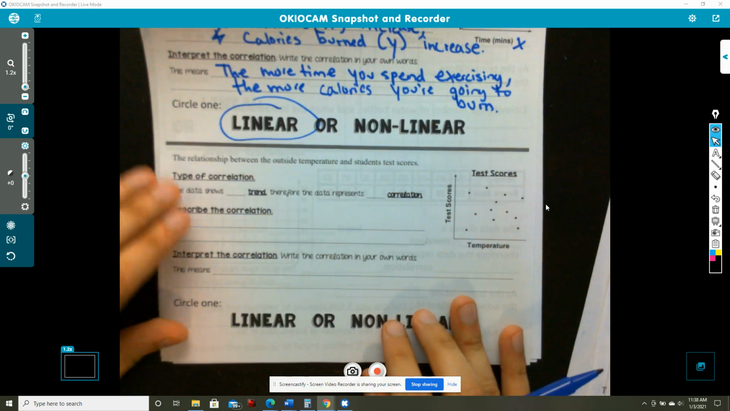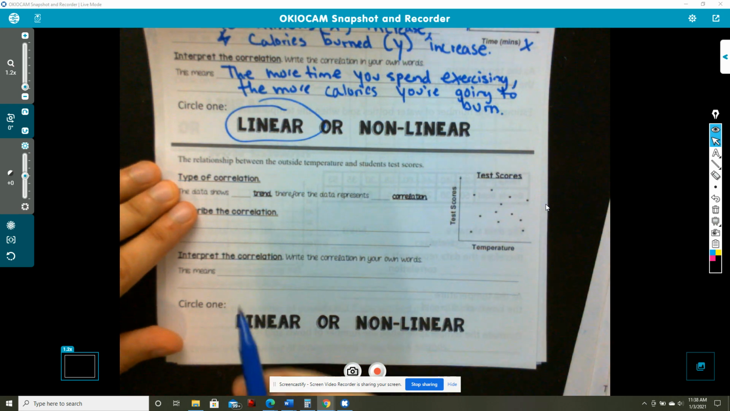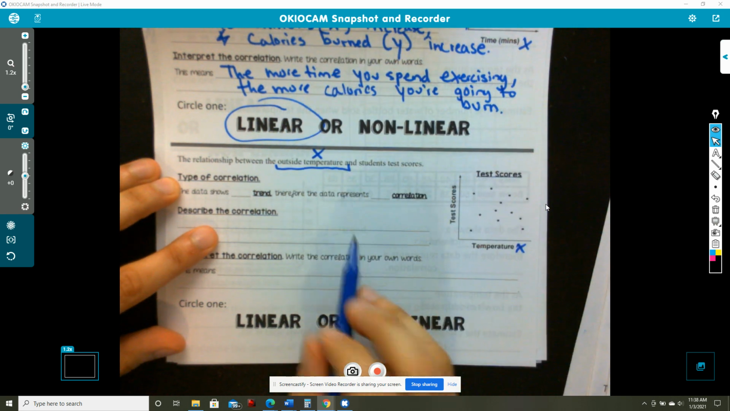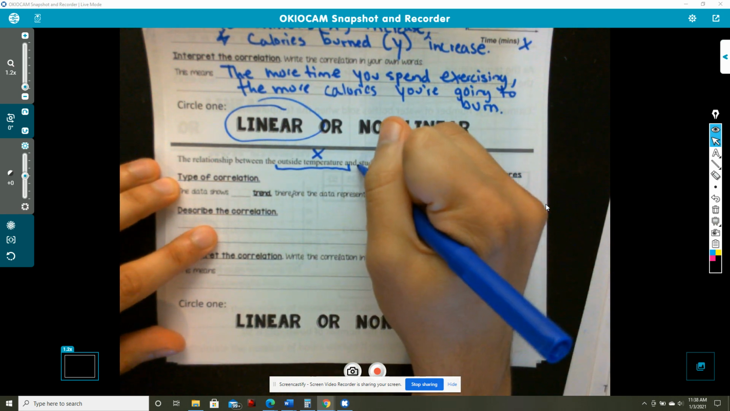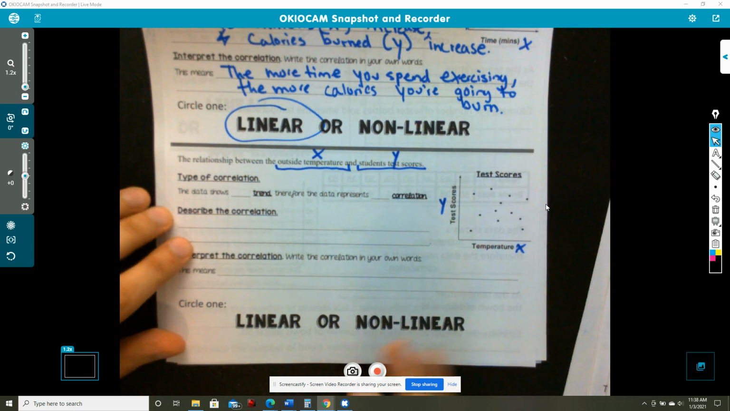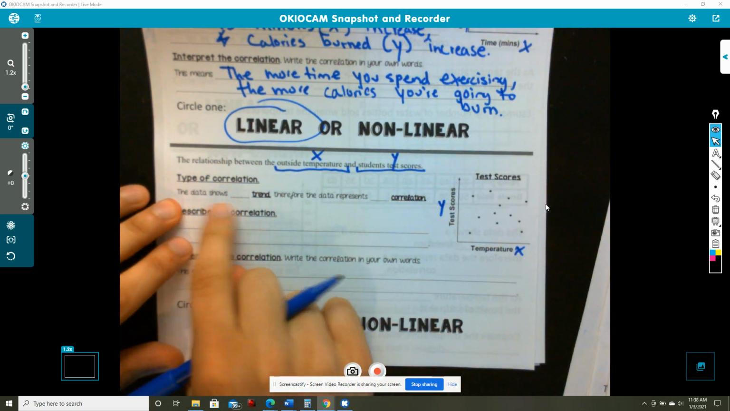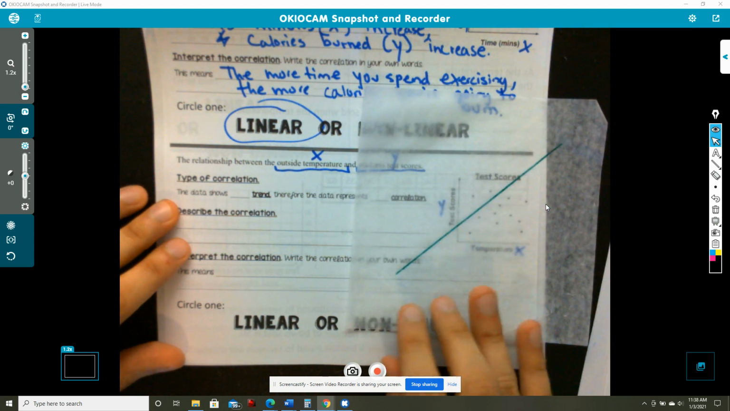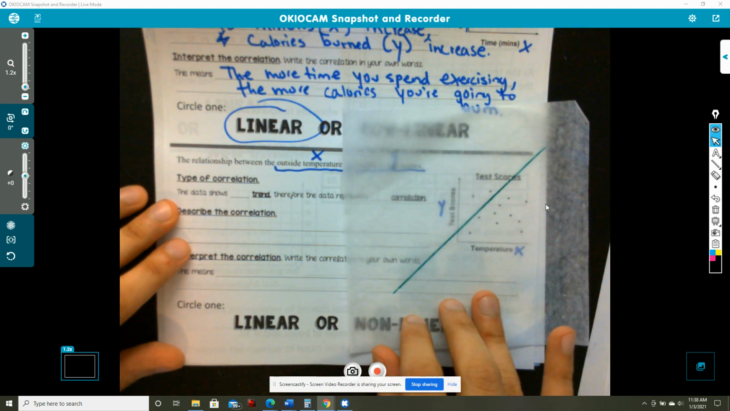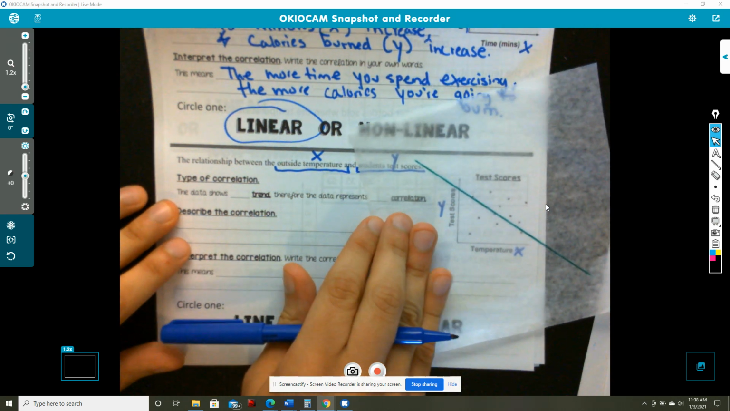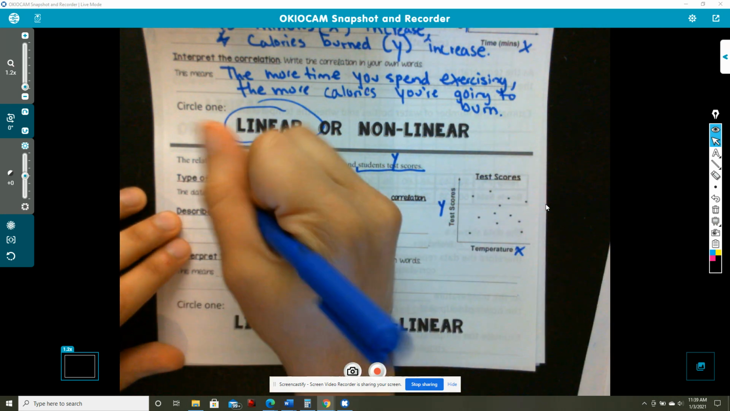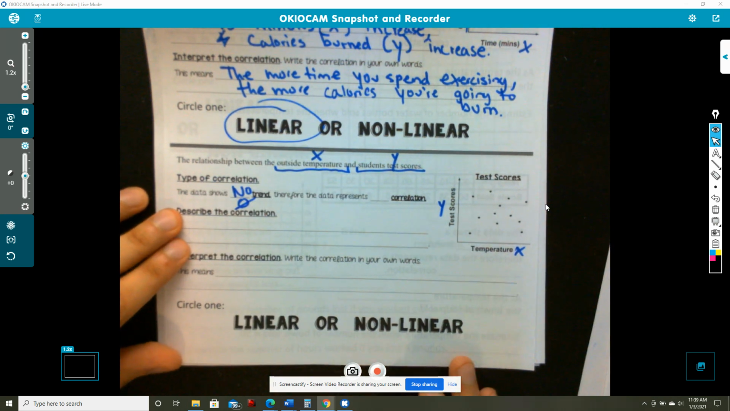All right, let's take a look at the second one. So it's the relationship between the outside temperature, which over here is our x, and students' test scores, which is our y. All right, type of correlation. The data shows blank trend. So we're looking for either an upward trend, downward trend, or no trend. So we need to get our line, and we need to see, is there a straight or near straight line going up or down? Doesn't really look like it. It looks like the coordinate points are scattered. So that means the data shows no trend or zero trend.